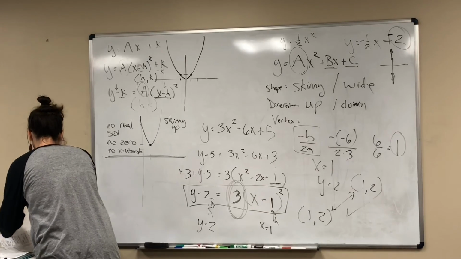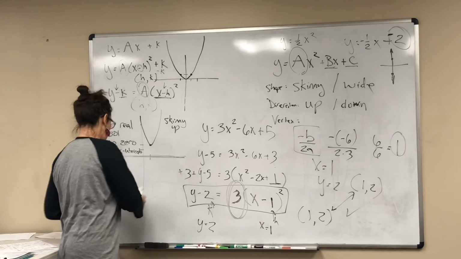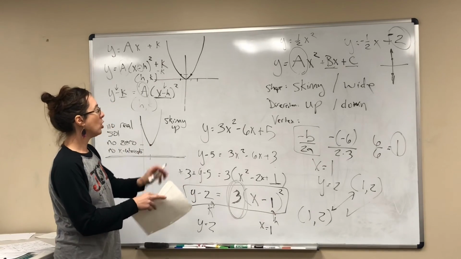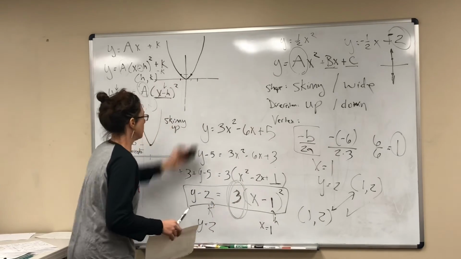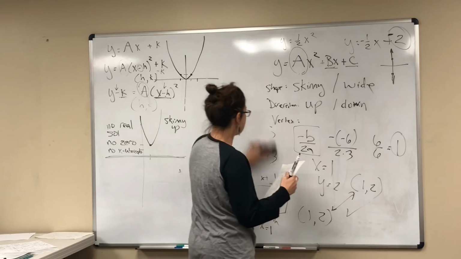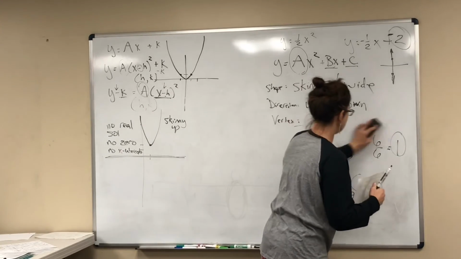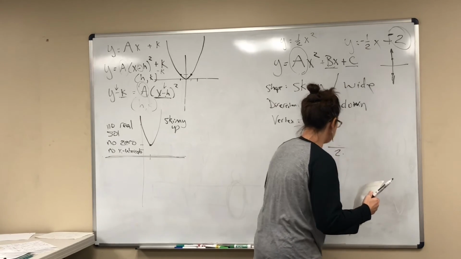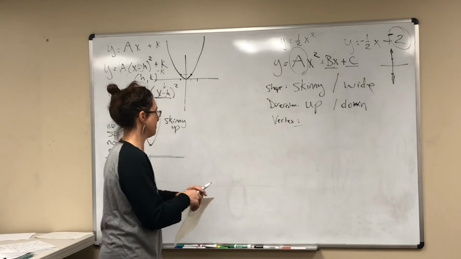So to graph a parabola, just as a reminder, if they just give us an equation and say, hey, graph this, you always need the origin, or the vertex, and you need 2 points.